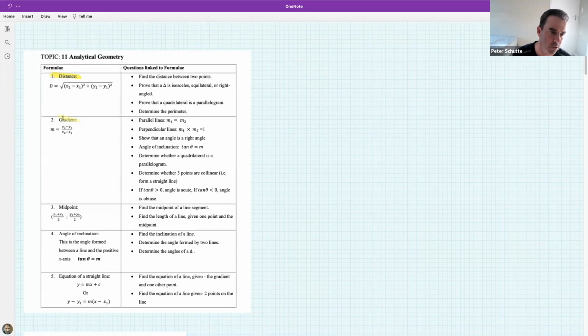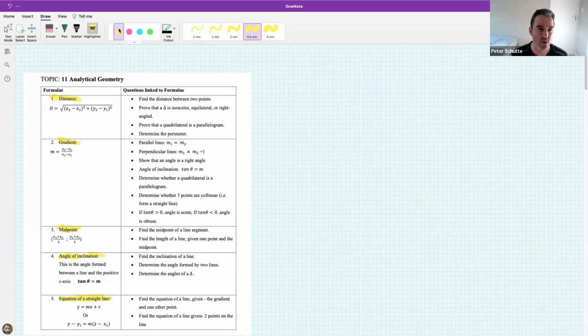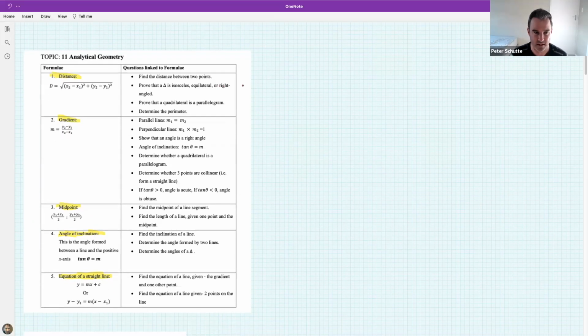We spoke about the gradient formula. We spoke about the midpoint formula. We spoke about the angle of inclination, and we talk about the equation of the straight line. So those are the main things and tools that I think from being here, you will have in your toolkit to work with. Now, what we need to be able to do is apply these tools to particular things.